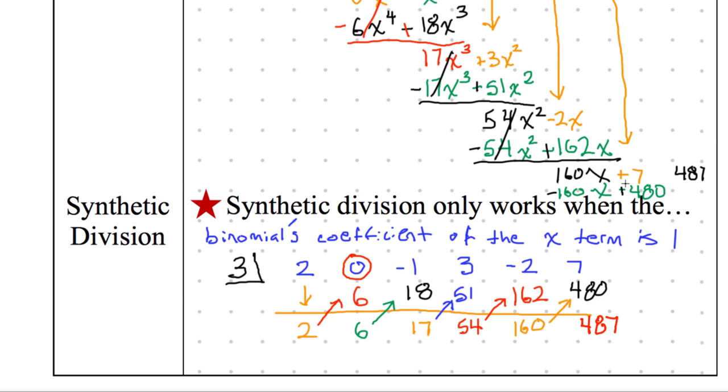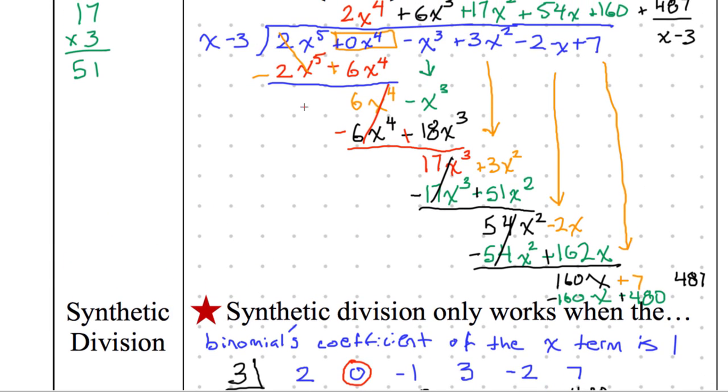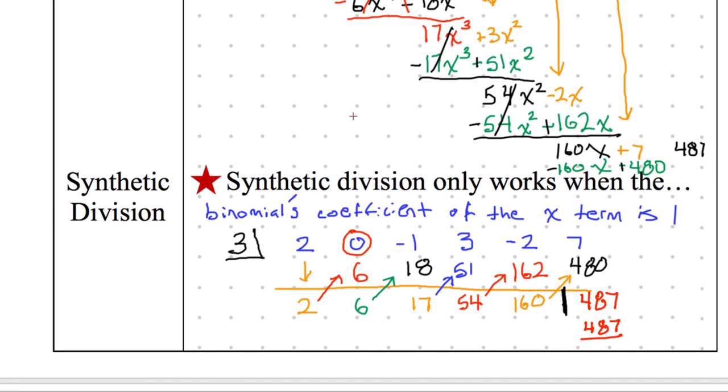Go ahead and always make yourself a line right here, because that last number will always be your remainder. And this is how you write your final answer. You start and go backwards. You don't start from the left, you start from the right. Starting from the left, I know that this is going to be 487 divided by x minus 3.